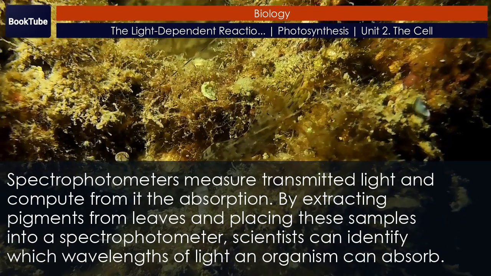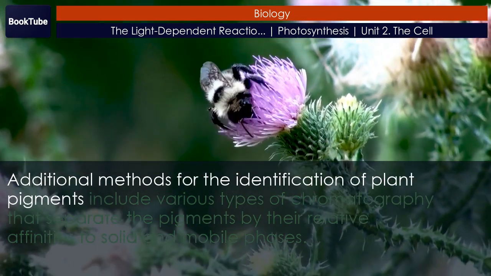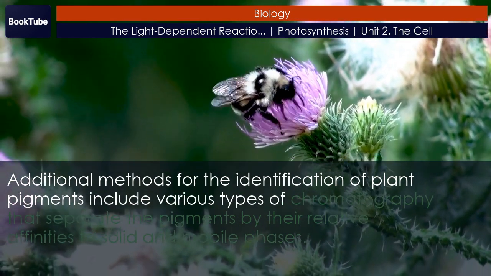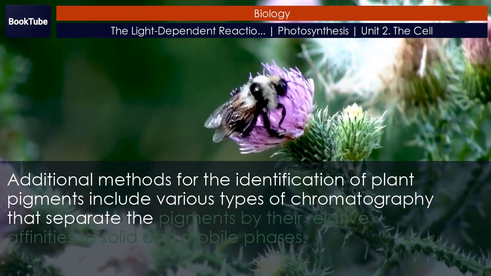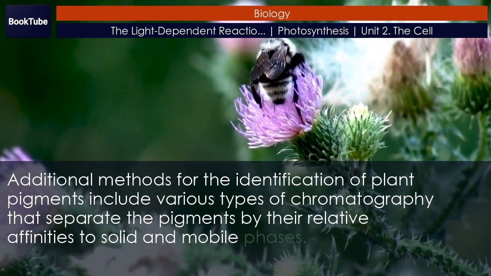organism can absorb. Additional methods for the identification of plant pigments include various types of chromatography that separate the pigments by their relative affinities to solid and mobile phases.